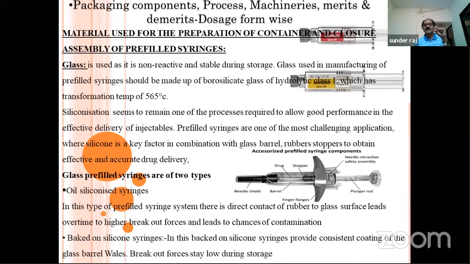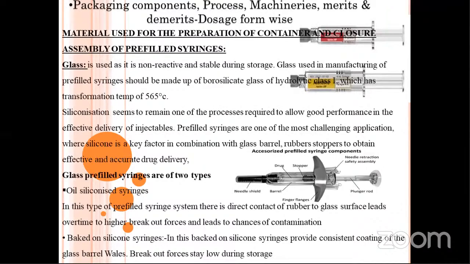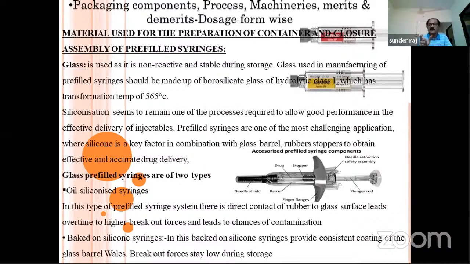So there is silicone, which will protect. The use of the particular silicone is the most challenging here, because it will help to fill the accurate dose of the medicament in the syringe barrel. Glass pre-filled syringes are of two types: oil silicone syringes and siliconized syringes.